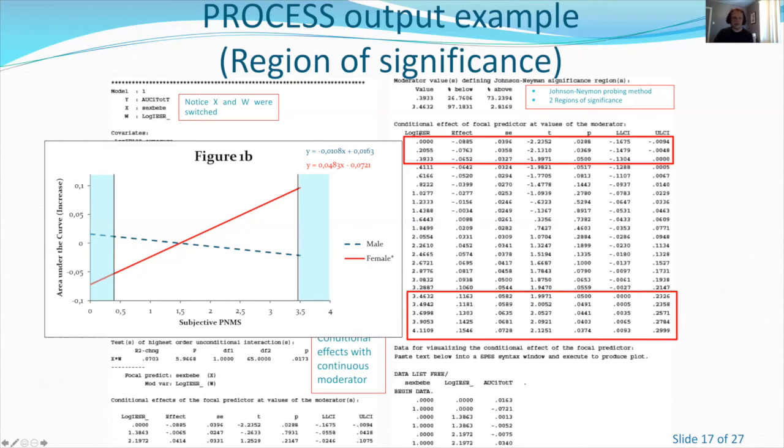And as you can see, the effect is negative on the left side and positive on the right side, meaning that on the left side, males have significantly higher cortisol reactivity than females, but it's switched on the right-hand side. So females have higher reactivity than males.